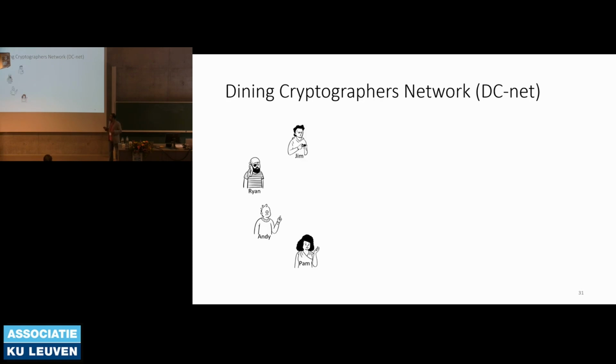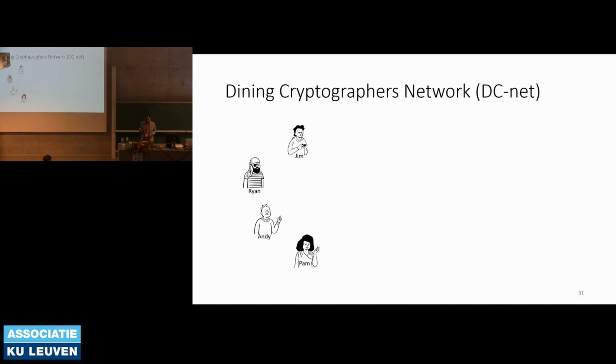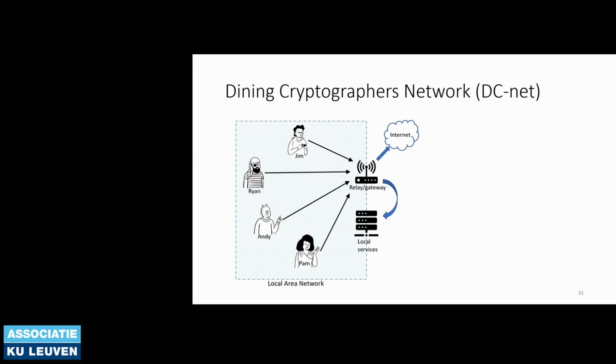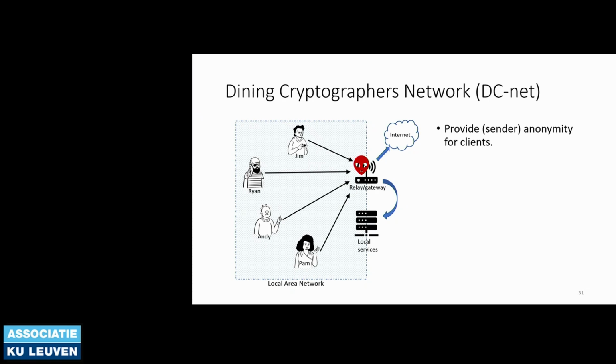Suppose this is completely different from Mixnet and Tor in terms of topology. Suppose Jim, Pam, Ryan, and Andy are part of a local area network, and they want to access the internet using the relay or gateway of the LAN, or some local services within the LAN. Then the question is, can they achieve anonymity? And what if the relay or gateway is compromised?